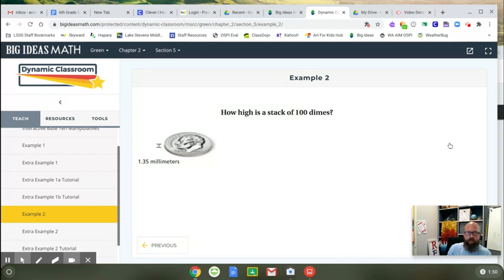This is example 2 in section 2.5, and we're looking at how high is a stack of 100 dimes. A dime, it tells you, is 1.35 millimeters. So I need to multiply 1.35 times 100. Some of us can do that in our heads. You can see that there are two zeros, so you can just move the decimal two places.